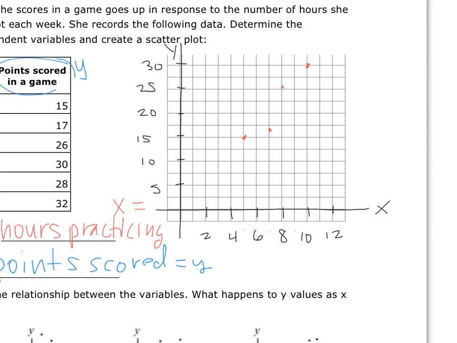And next one, week 5, hours practicing, x is 11, and y is 28. So we go up to about right here. And then the last one, week 6, x is equal to 12 and y is equal to 32. So we get a point. All right, oops, let's get that a little bit closer. Right there.